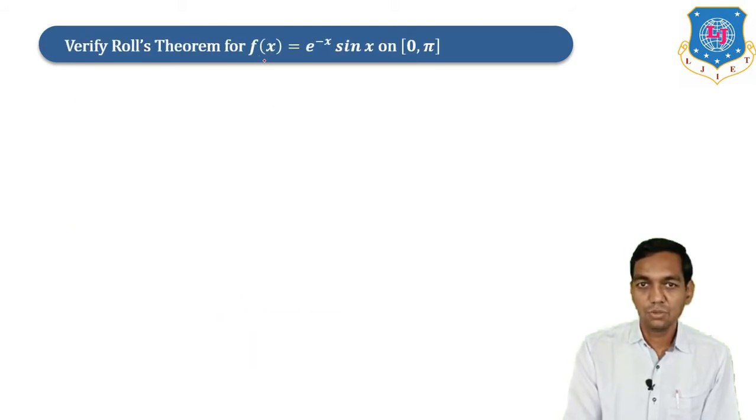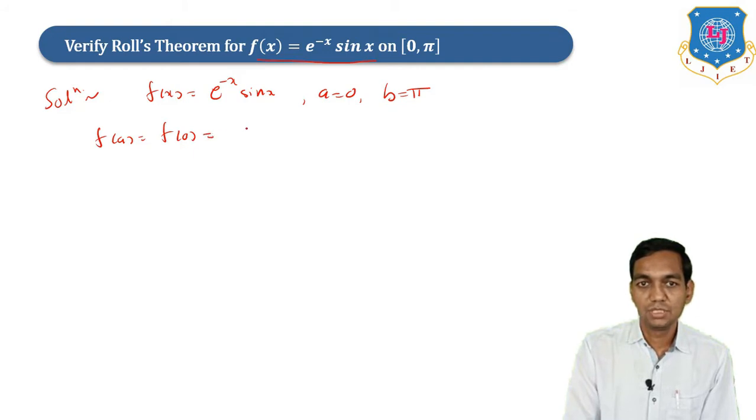Okay. Verify Rolle's theorem for the function f(x) equal to e raised to minus x into sin x on the closed interval 0 to pi. Here a is 0, b is pi. So f(a), that is f(0), has a value 0 because sin 0 is 0, and f(b), that is e raised to minus pi into sin pi, but sin pi has a value 0. So you have f(0) is equal to f(pi).